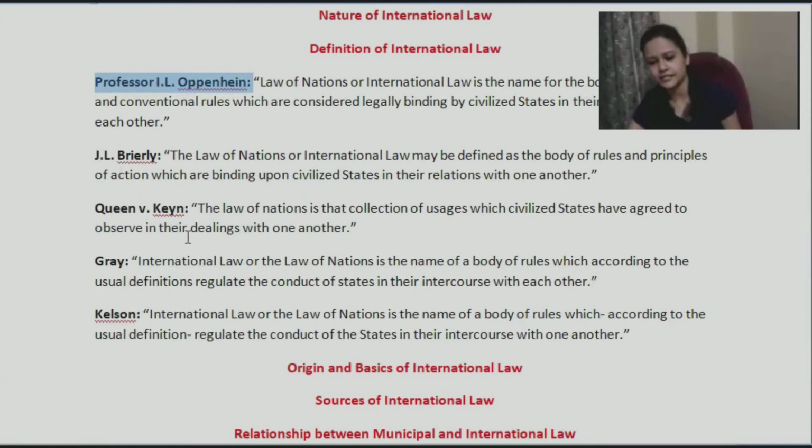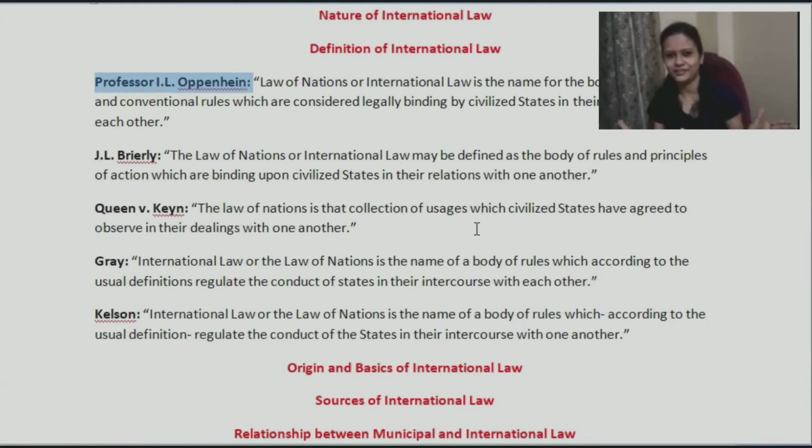Third definition is given by Quincy Wright. The law of nations is that collection of usages which civilized states have agreed to observe in their dealings with one another. That means it is a collection of usages, some practices which the civilized states have agreed upon, right? All these civilized countries have agreed, okay, fine, these are the things that we are going to observe and follow in our dealings with one another. When I deal with you, I'm going to follow this set of rules and regulations, and you also need to do the same. When you deal with me, you also need to follow this set of rules and regulations. So that is another definition of international law.